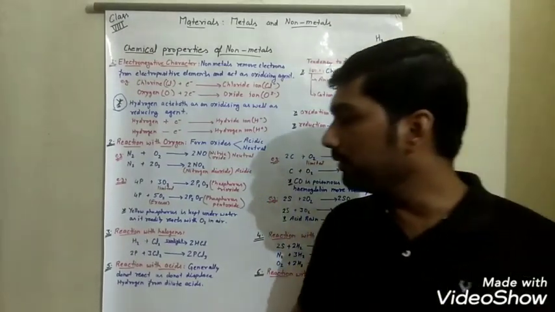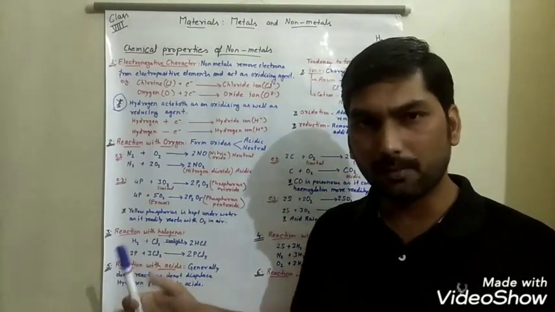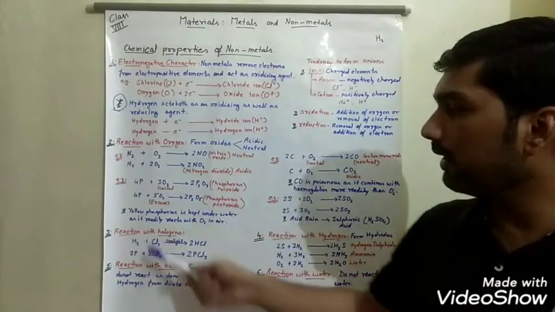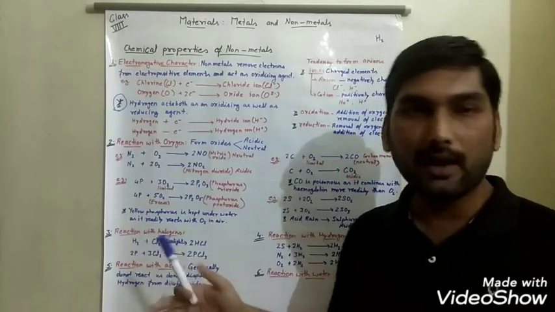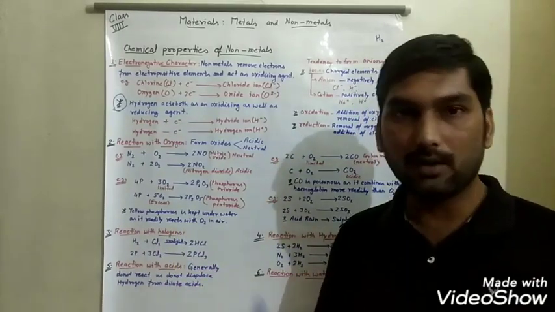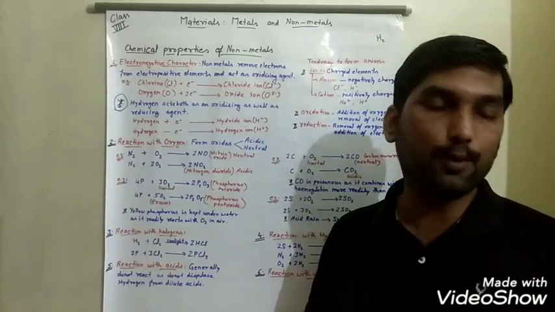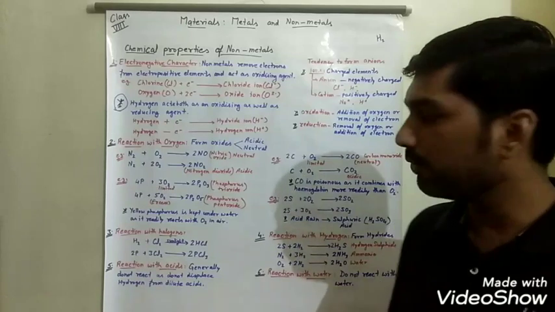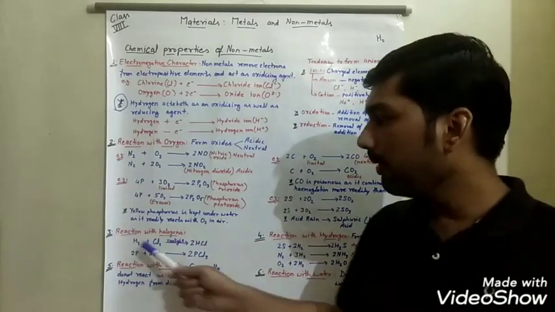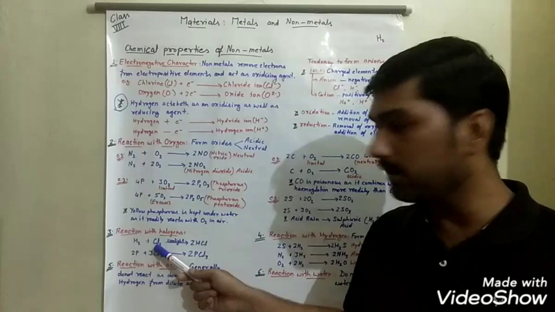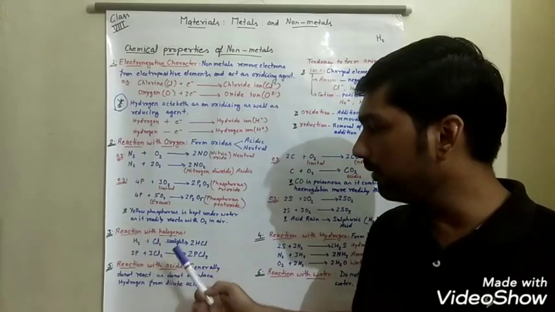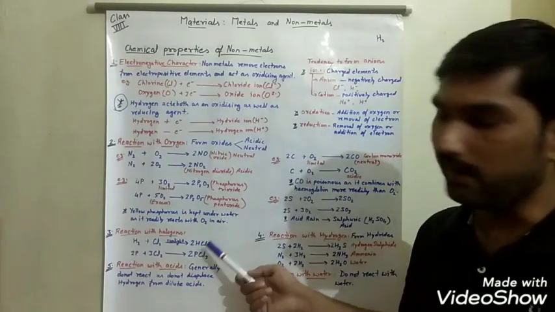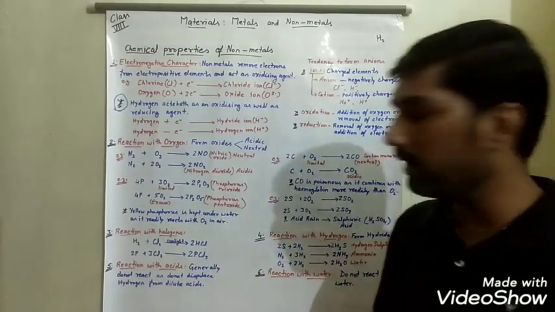So next, a very important property of these non-metals is what? Reaction with halogens. Actually, halogens are what? Elements like chlorine, bromine, iodine, because they form salts. So they are known as halogens. When hydrogen reacts with chlorine, they form a compound known as hydrochloric acid, HCl. You are aware of it.